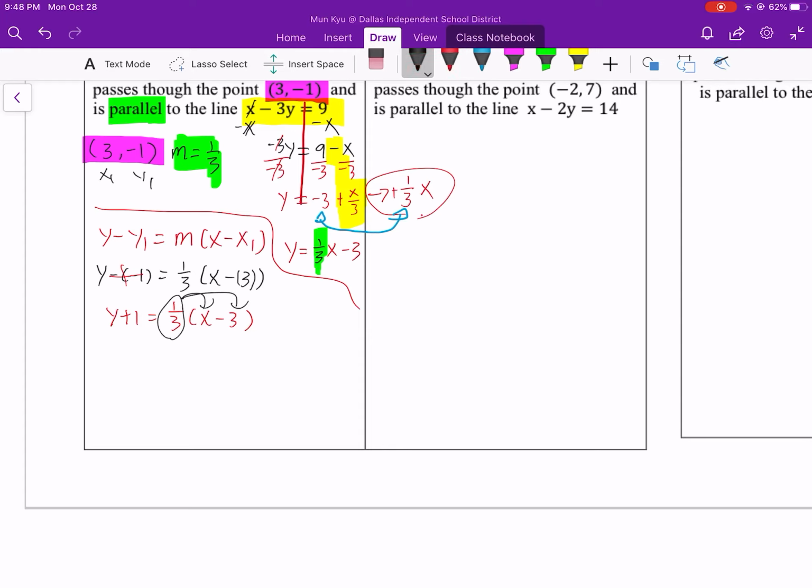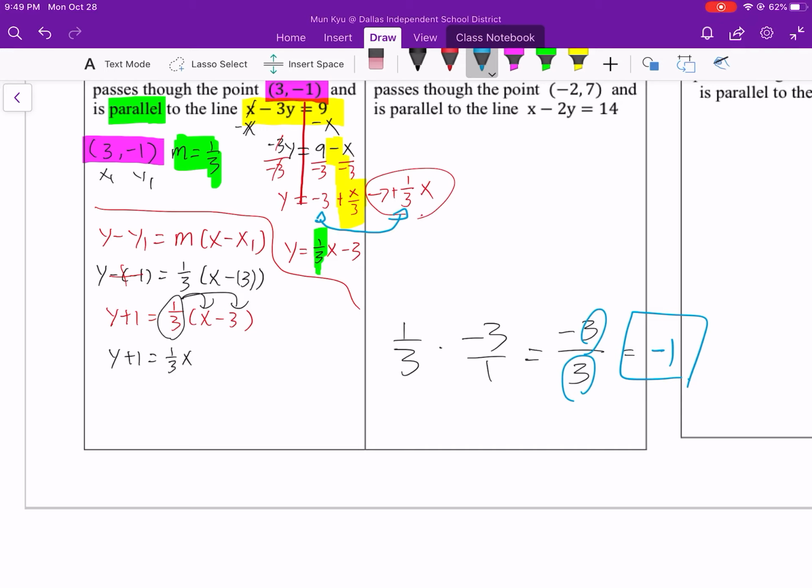And again, if you distribute, it's going to be y plus 1 equals 1/3x. Now, again, a side note: 1/3 times -3. 1 times -3 is -3, and 3 times 1 is 3. Here we have one negative, so this number is going to be negative no matter what. 3 divided by 3 is 1. So it's going to be 1/3x minus 1.